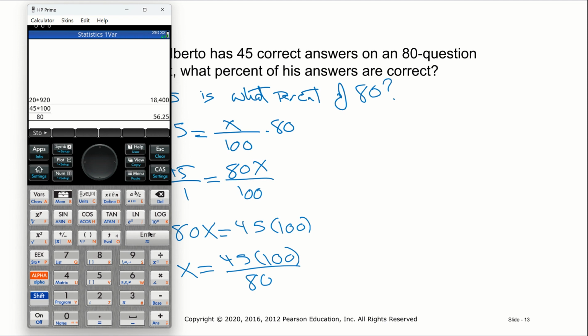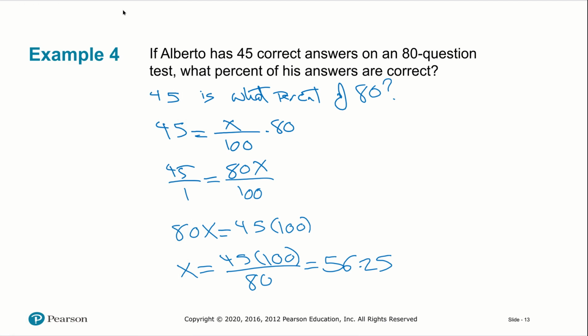So 56.25. All right, so basically he got what percent of his answers correct? 56.25% of his answers are correct.